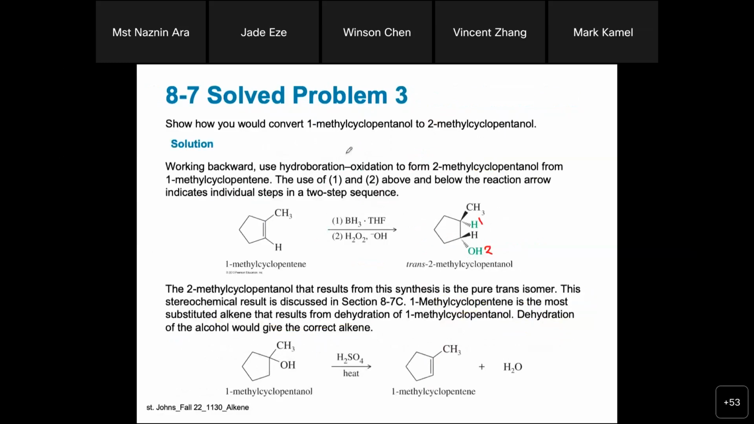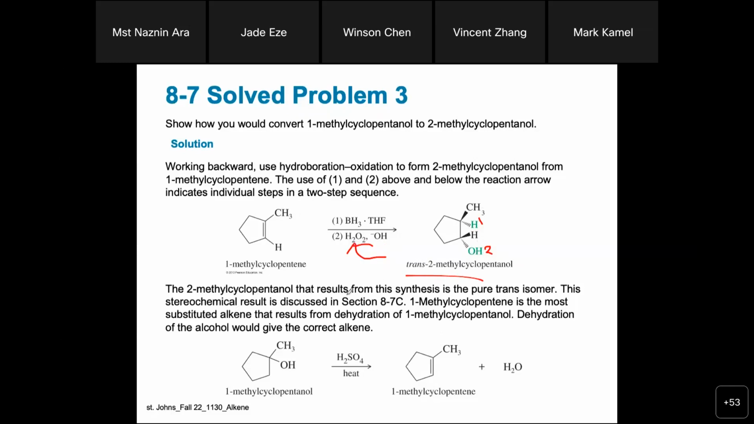So how would you convert 1-methylcyclopentene to 2-methylcyclopentanol? Here you can see the anti-Markovnikov. You have to follow it, and then it will be the trans product. So working backward, use hydroboration oxidation to form 2-methylcyclopentanol from 1. The use of 1 and 2 above and below the reaction arrow indicates individual steps in a 2-step reaction. So see, here was the H and here was the CH3. First, see the different orientation, H and OH. So this is how we can change the orientation and find the final product. But this is the anti-Markovnikov.